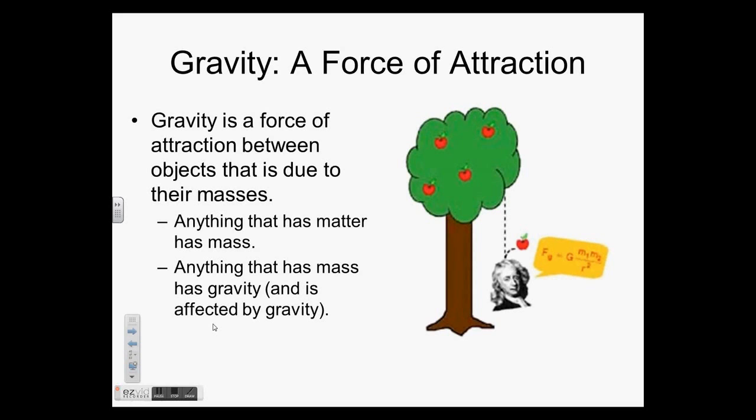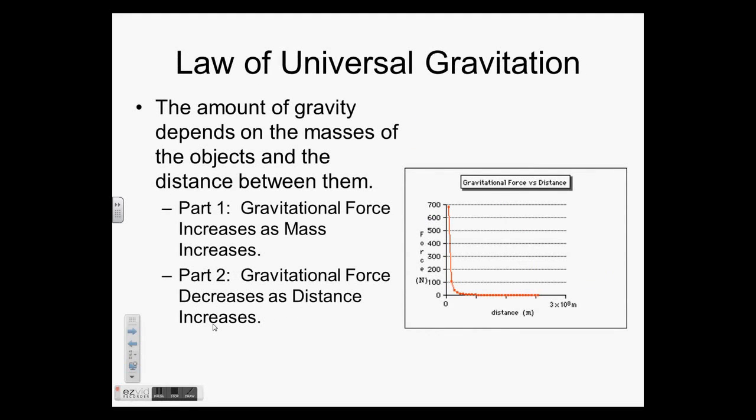Anything that has mass has gravity. Again, we went over that in the video too. If I have mass, that means I have gravity. The pencil had mass, the pencil has gravity. Okay? Obviously, the Earth has a bigger mass, so it's going to have more gravity. That's what is shown in this slide. It's the law of universal gravitation. The amount of gravity depends on the masses of the objects and the distance between them.